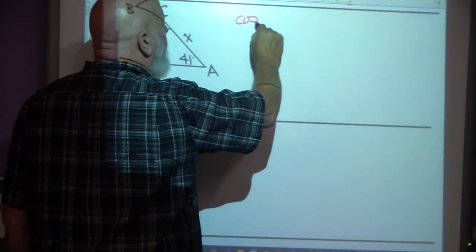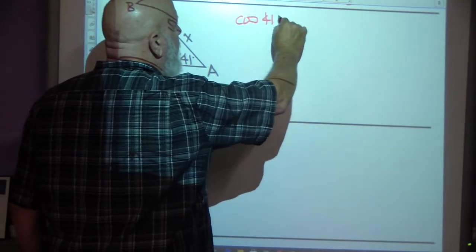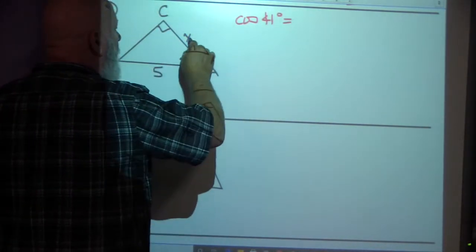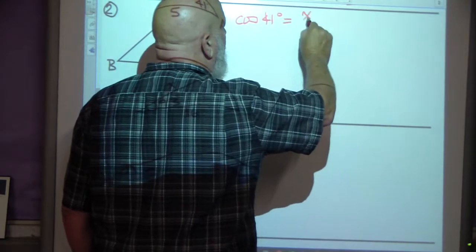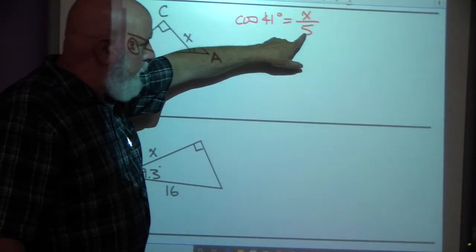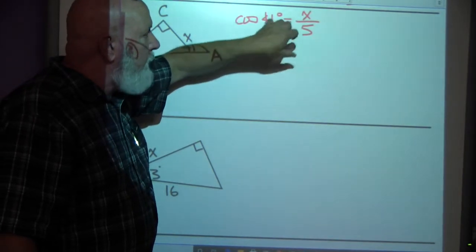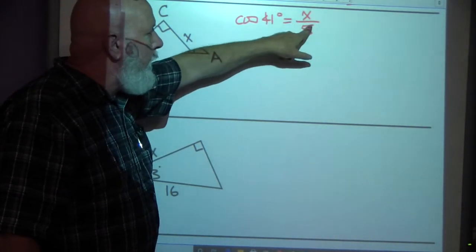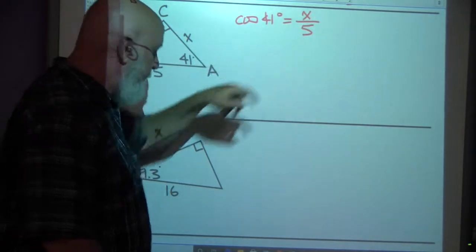The cosine of 41 degrees is equal to x over 5, adjacent over hypotenuse. Now in this case, I don't have a variable in the denominator, so I don't have to multiply both sides by x or do the little switching around. All I've got to do is get rid of the divided by 5.